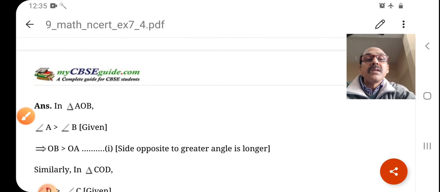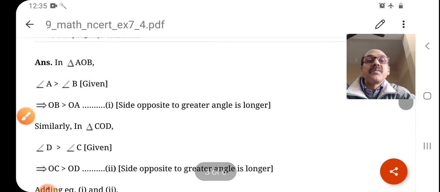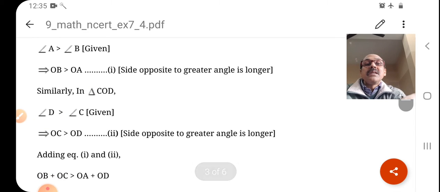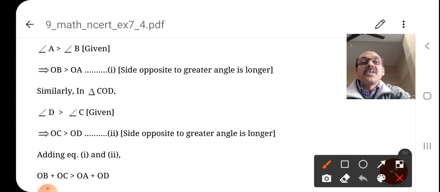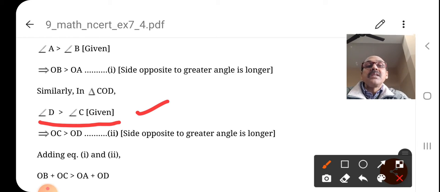In triangle COD, angle D is greater than angle C, as given in the question. The side opposite angle D is OC, and the side opposite angle C is OD. So OC is greater than OD, since side opposite to greater angle is longer. This is equation 2.